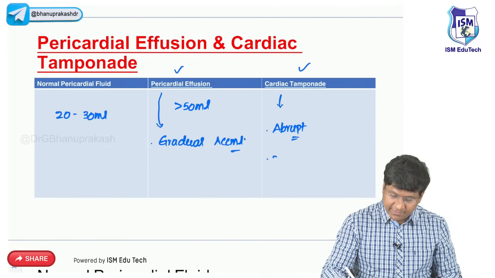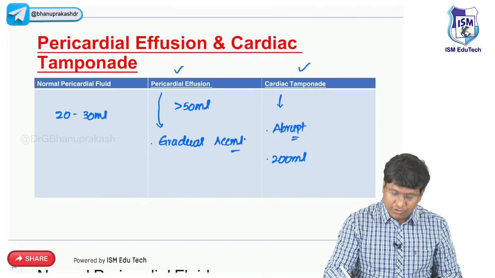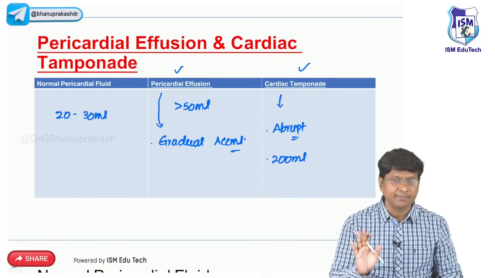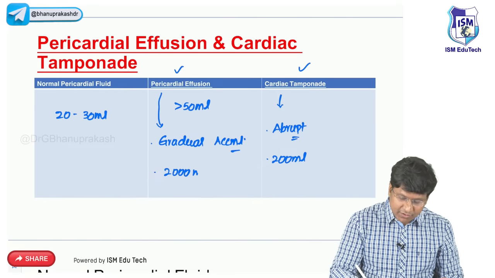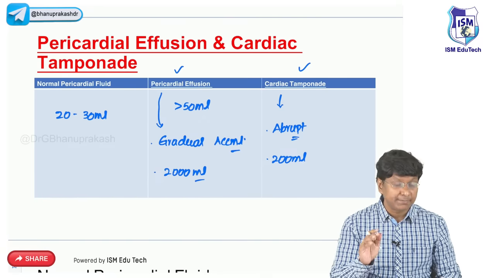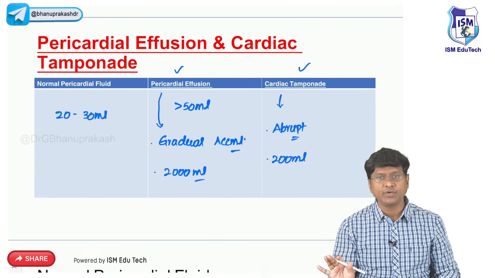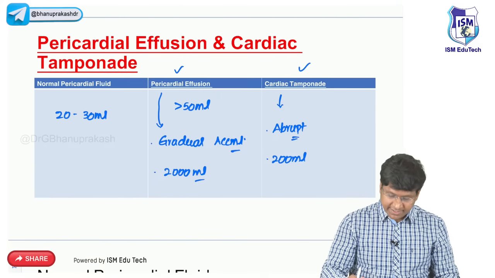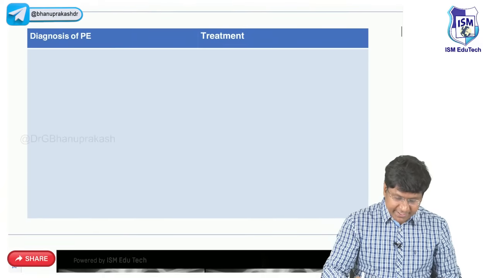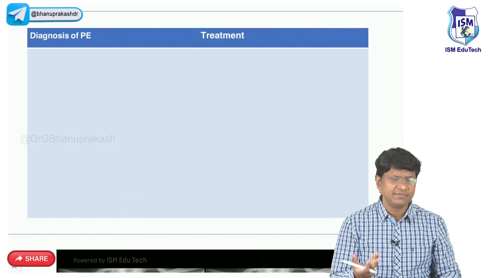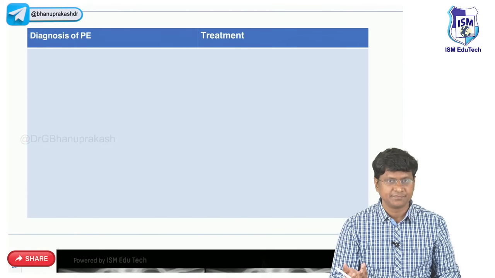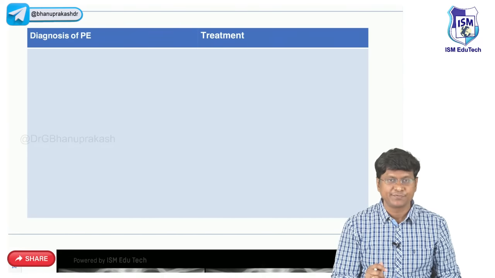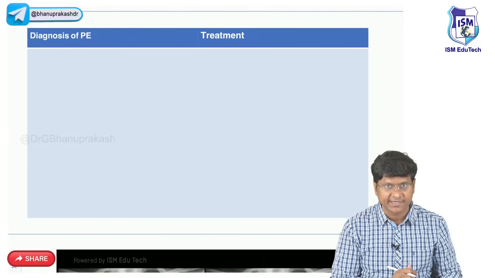Even if there is accumulation of 200 ml of fluid, if it is abrupt, it is called cardiac tamponade. Even if 2000 ml of fluid is accumulated, but if it is gradual, we call it pericardial effusion only. Now, in this pericardial effusion, what will be the presentation in these individuals? The presentation will be in the form of dyspnea. Why? Because they will have diastolic dysfunction because of the accumulation of the fluid in the pericardial space.